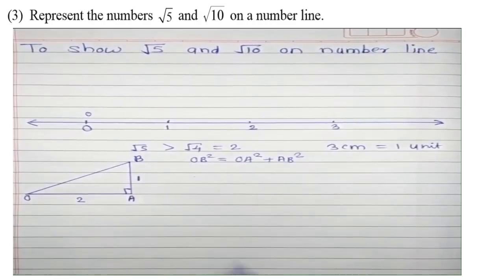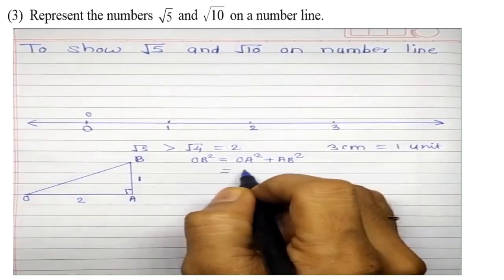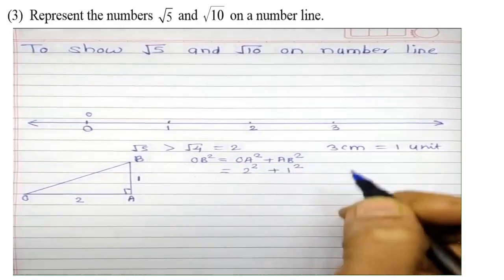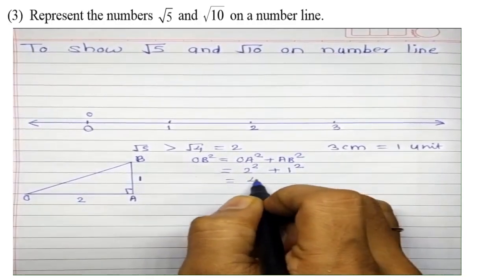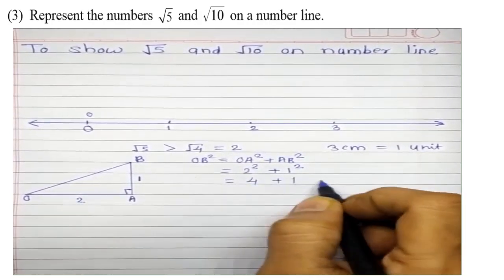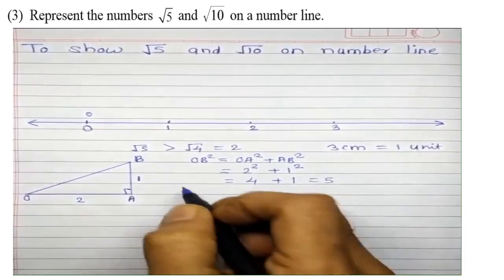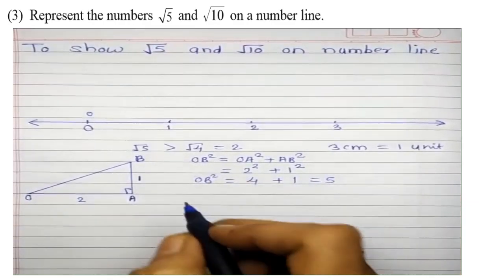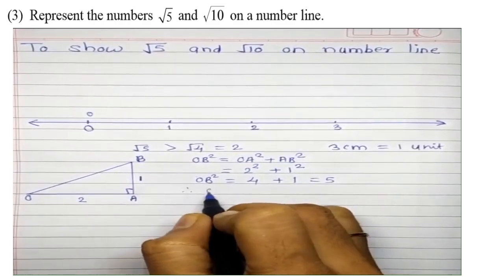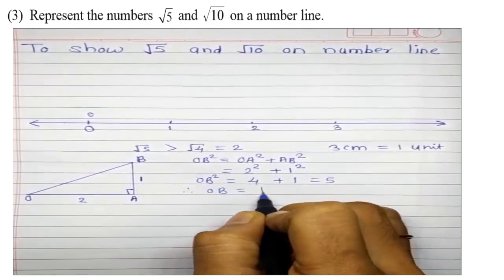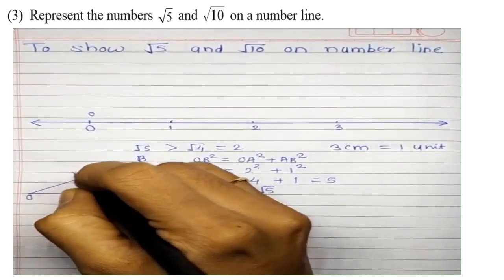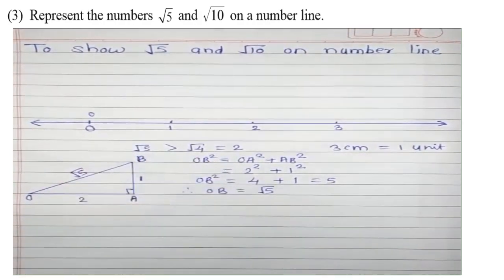Correct? What is OA? OA is 2. So 2 square. And here it is 1 square. 2 square is 4 and 1 square is 1. That is equal to 5. What this shows us is OB square is equal to 5. And if we take the square roots on both the sides, OB we are going to get as root 5. That means this distance is root 5.